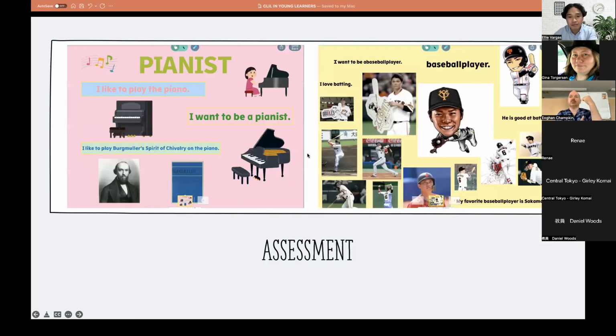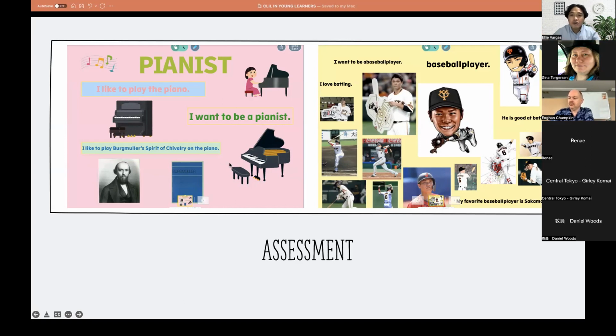Okay. And how do we assess our students? So this is one of the things in the portfolio. This is a poster for fifth graders. So I made them make a poster of the dream job that they have, and they could use sentences like, I want to be a pianist. To play. I like to... I like... Like on the left side, she wants to be a pianist, right?